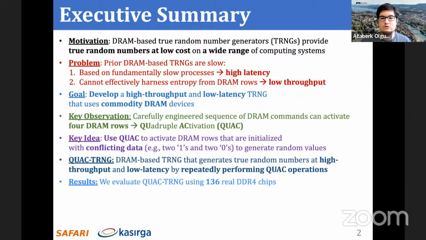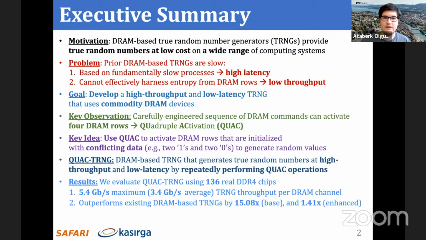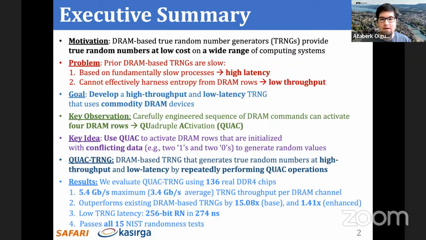And we evaluate QUAC-TRNG's throughput and quality using 136 real DDR4 chips from 17 DDR4 modules. And our results show that QUAC-TRNG can achieve up to 5.4 gigabits per second throughput per DRAM channel. It outperforms the state-of-the-art by 15 times for their base and 1.4 times for their throughput optimized configurations. And QUAC-TRNG generates true random numbers with low latency. Finally, we use the standard randomness tests developed by the National Institute of Standards and Technology to measure the quality of QUAC-TRNG and show that it is a high quality true random number generator.